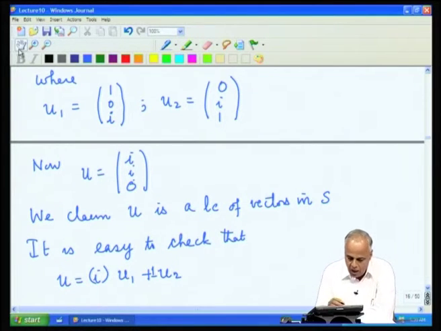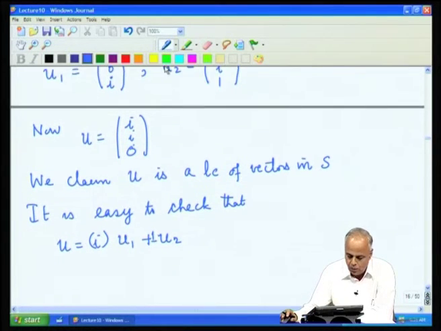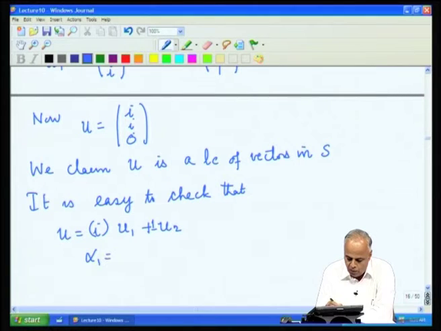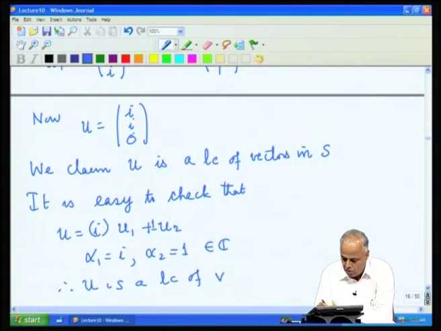Let us check this. i into u1 will give you i plus 0. So, that is, i into u2 will give 0 here, 1 into u2 will give i. So, i into u1 will give minus 1 here, and if we add u2, minus 1 plus 1 will give you this 0. So, u is equal to i u1 plus 1 u2. So, alpha 1 in this case is i, alpha 2 is 1, both are in C. Therefore, u is a linear combination of vectors in S.